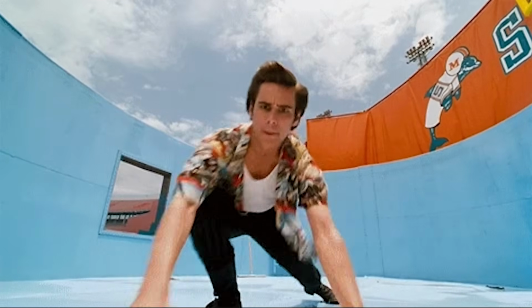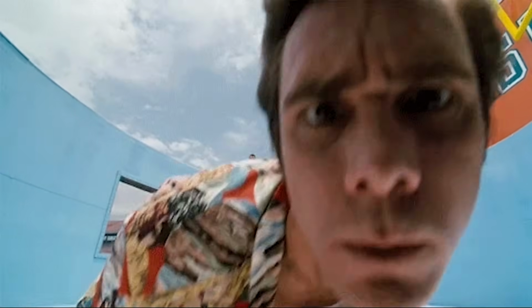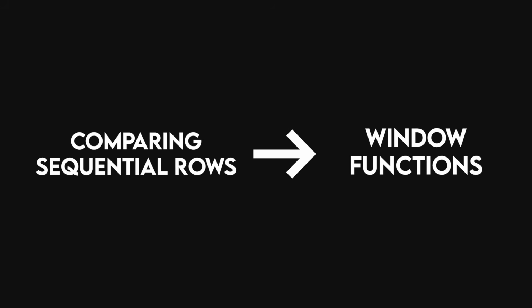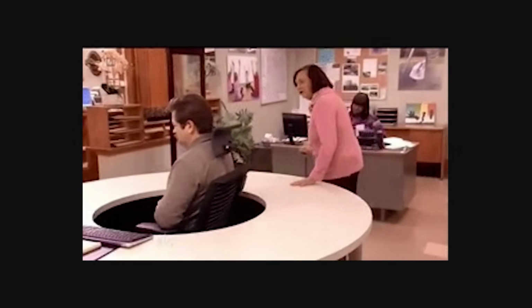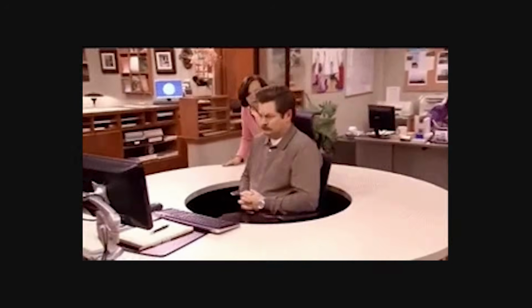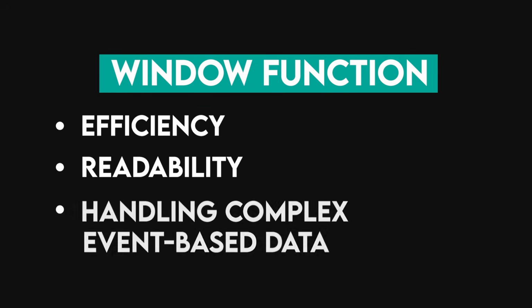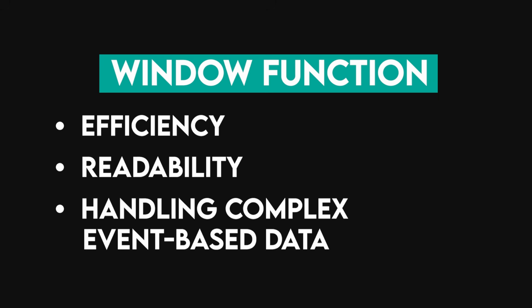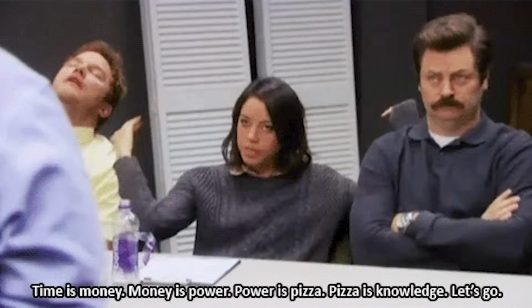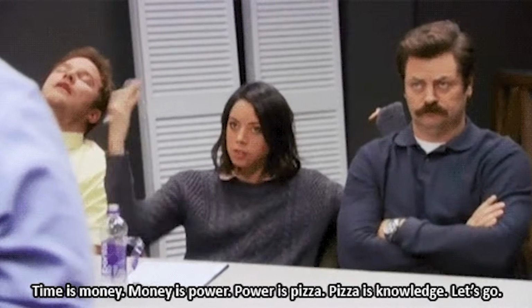Next time you see a problem that requires comparing sequential rows, your brain should immediately think window function, not self-join. Avoiding that one trap completely changes the interview. It shows you value efficiency and readability, and it proves you can handle complex event-based data, which is what every top tech company, including Meta, is built on.